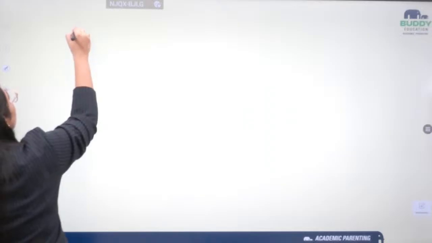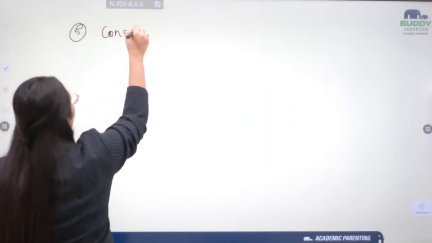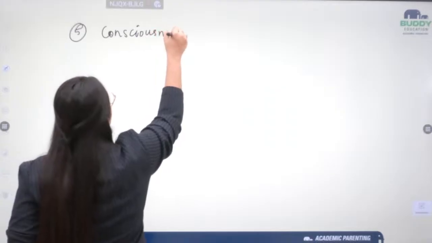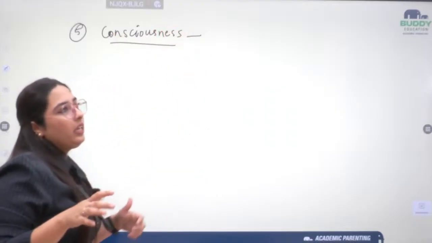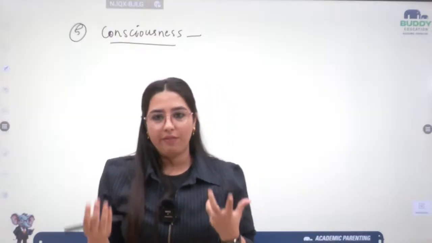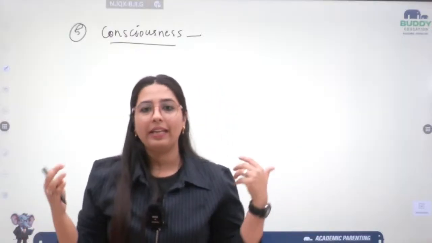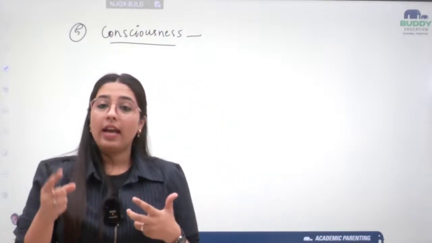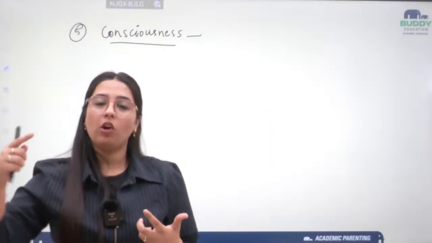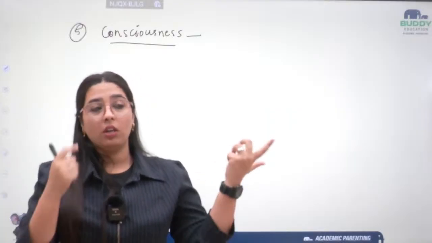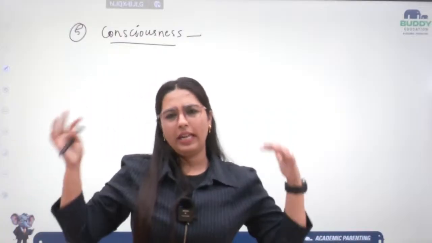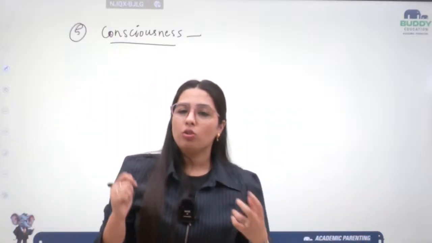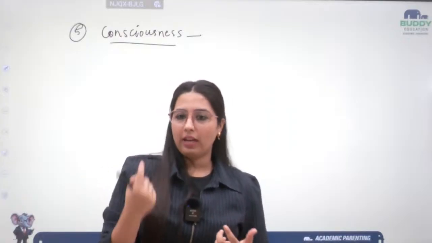Okay, moving forward, the next feature is consciousness, the fifth one. Consciousness is something like I am in my senses. I can sense everything, I can sense things around me, and I can act accordingly. That is consciousness. Acting according to the situation, according to the environment, or anything going on around me, that is consciousness.